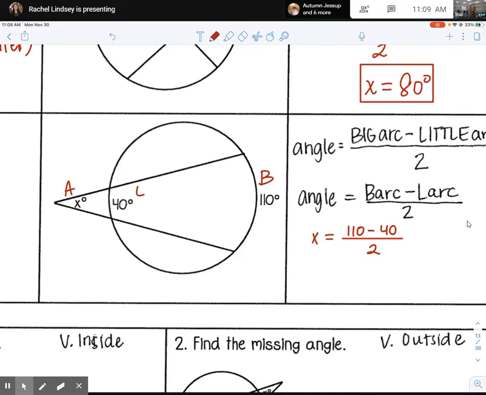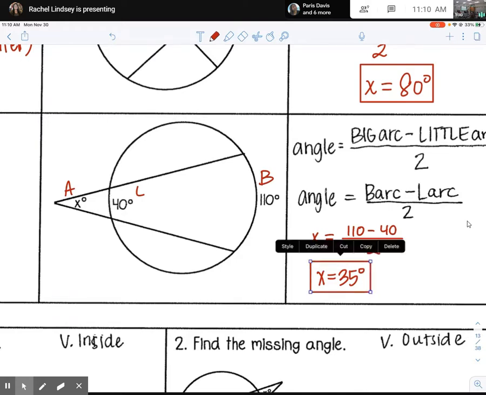Hold on. What's it? 35. Oh, wait. It's 35. Oh, because I didn't subtract. I just put it in the calculator. It's okay. And it's just subtract. Okay. So x would be 35 there.